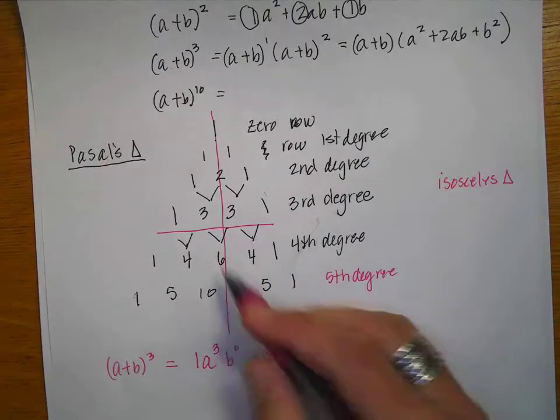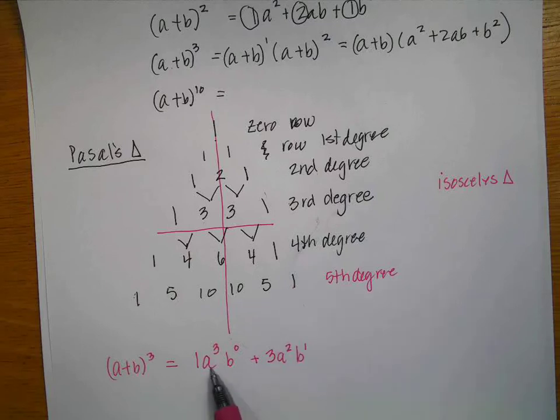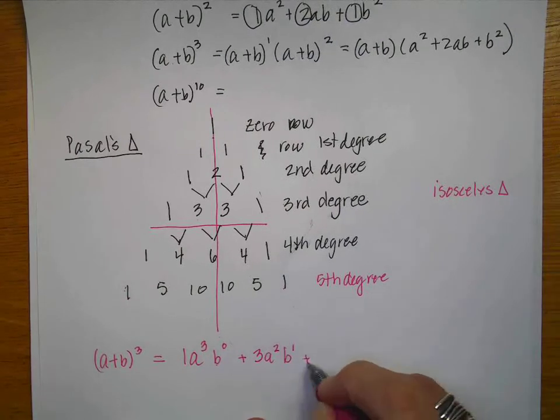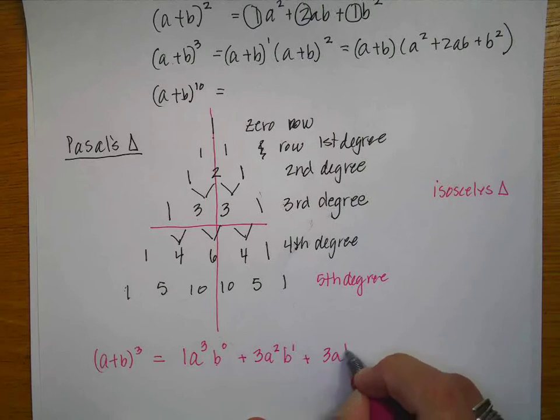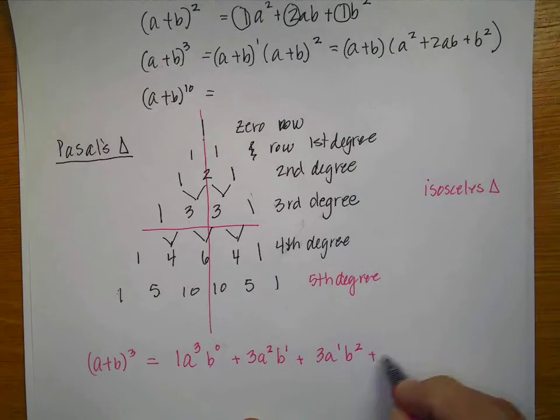So then the next term is going to be, there's that coefficient 3, and then I'm going to have a to the second, b to the 1. The first term is going down in power. The second term is going up in power. Okay? The next one would be 3a to the 1, b to the second. So notice my a's have gone 3, 2, 1.